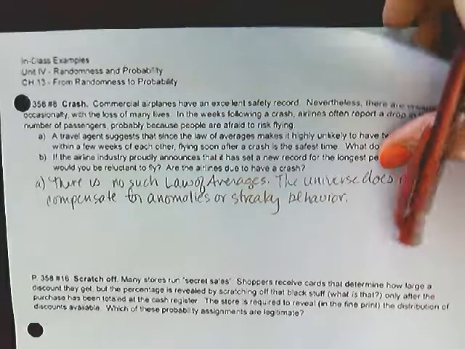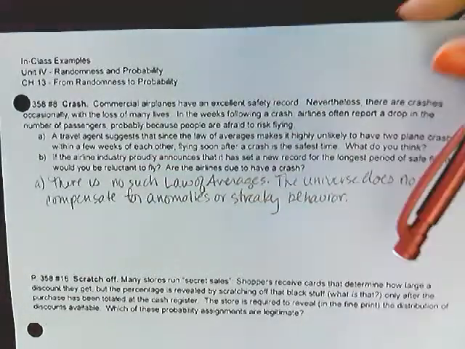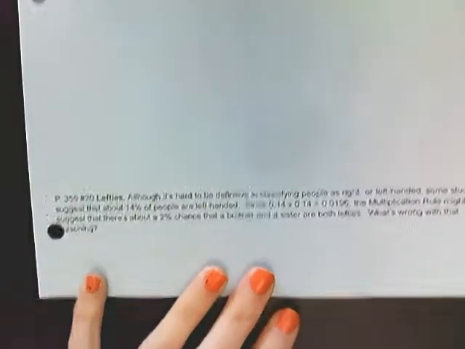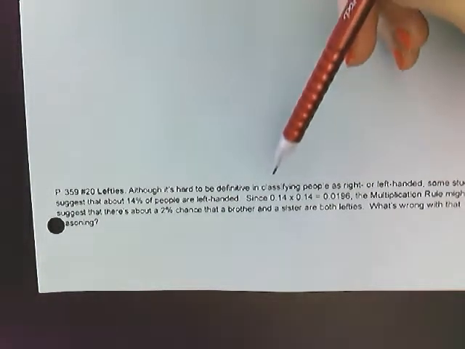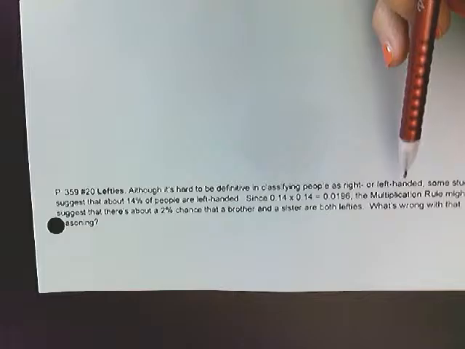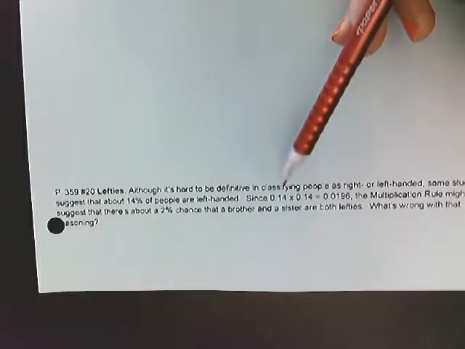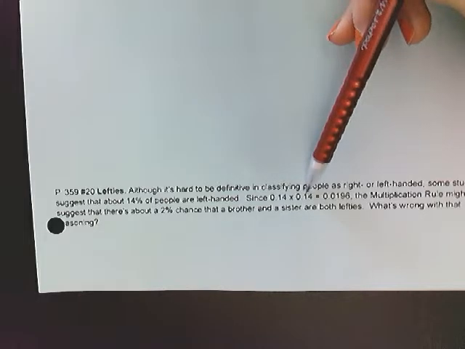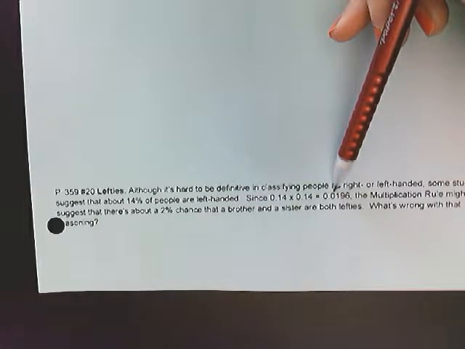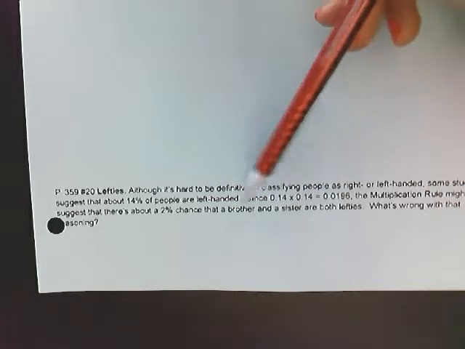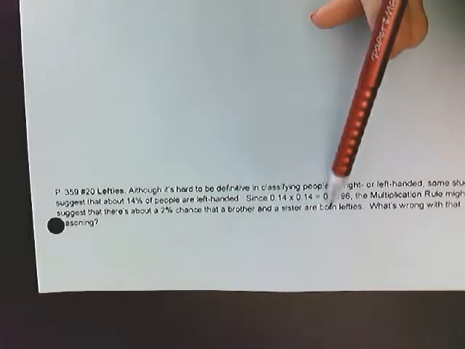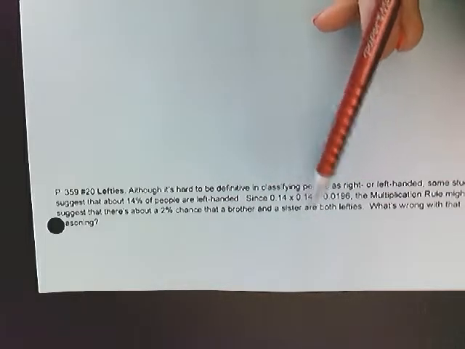Let's look at number 20. So it says, although it's hard to be definitive in classifying people as right or left-handed, some studies suggest that about 14% of people are left-handed. Since 0.14 times 0.14 equals 0.0196, the multiplication rule might suggest that there's about a 2% chance that a brother and sister are both lefties. What's wrong with this reasoning?